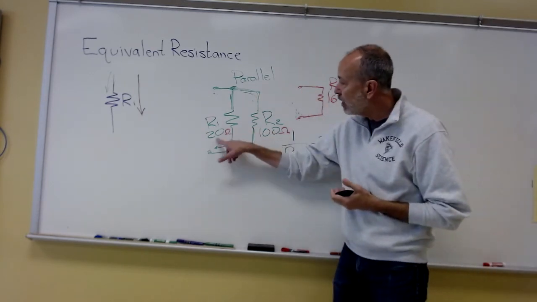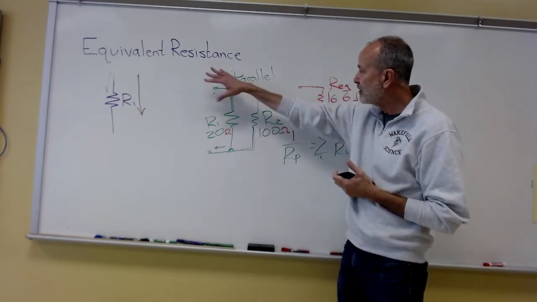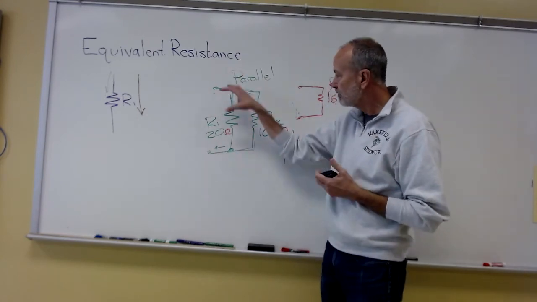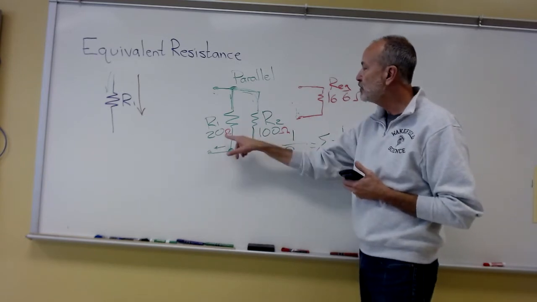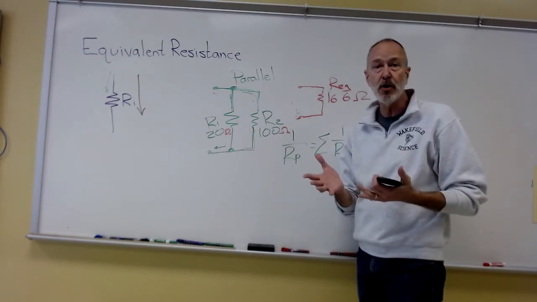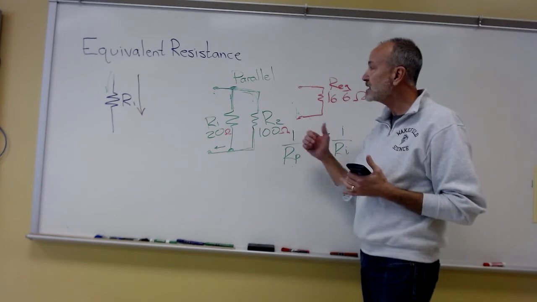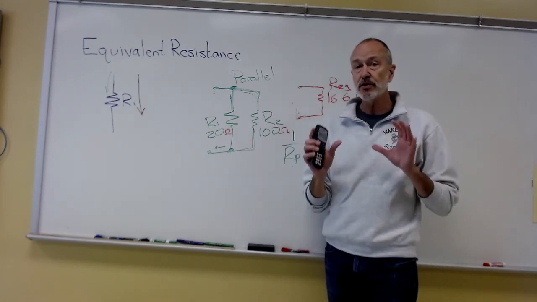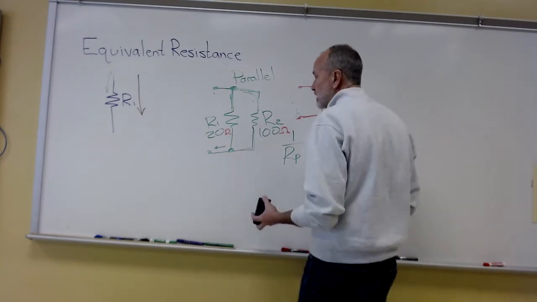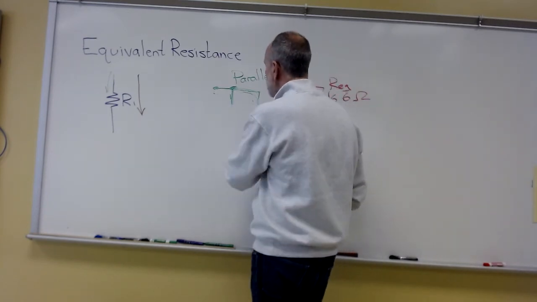Notice it's smaller. It's easier for charge to get through this whole part of the circuit if you have two different places they can go. So that's parallel and series resistance. And you can do combinations. Last thing I'm going to talk about here is combinations.